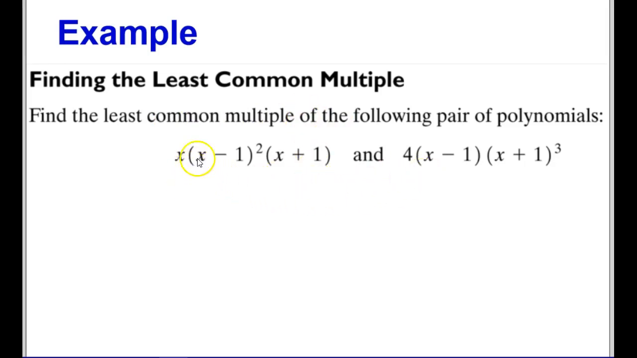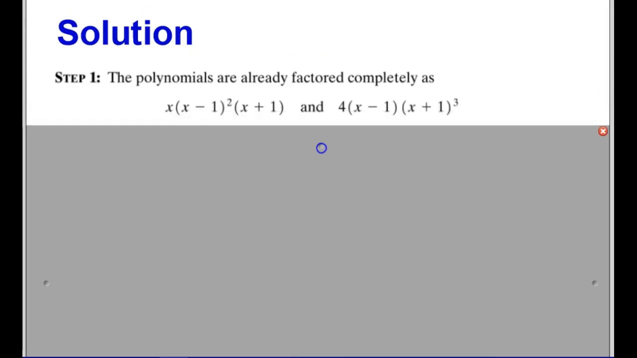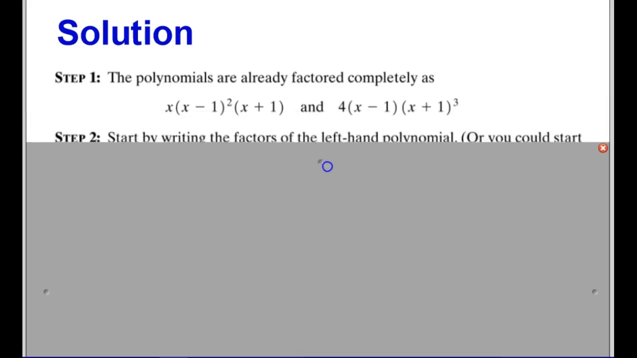Okay? So I have x times the quantity x minus 1 squared times x plus 1, and then I have 4 times x minus 1 times the quantity x plus 1 cubed. So let's see how we can find the least common multiple. Okay? And this walks us through our steps pretty nicely. So first, we factor. These are already completely factored, so we're done there. We don't have to do anything else.